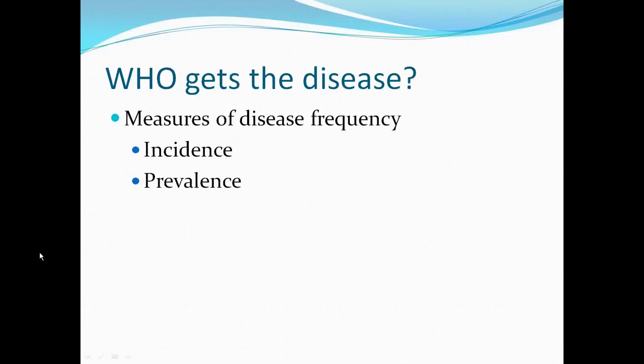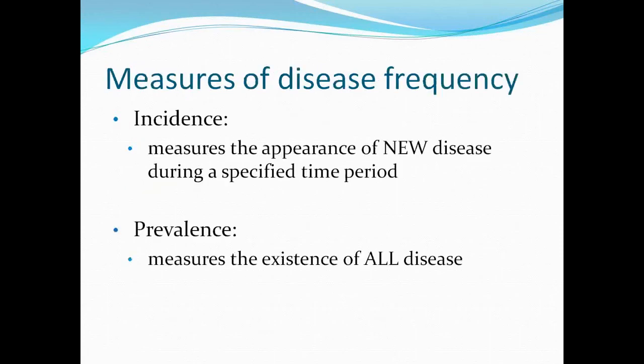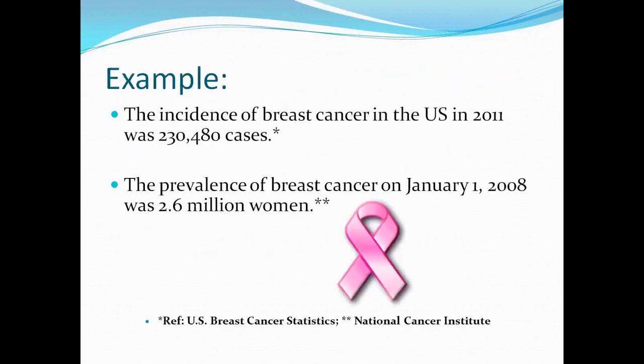So epidemiologists often try to measure disease frequency in populations. We need to know what's going on. We need to know what is normal. So epidemiologists often look for the baseline rate of disease, so we can then decide if things are happening differently than what is expected. Two such measures of disease frequency are known as incidence and prevalence. Incidence measures the appearance of new disease during a specified time period, and prevalence measures the existence of all disease. So basically, incidence means new, and prevalence just means all.